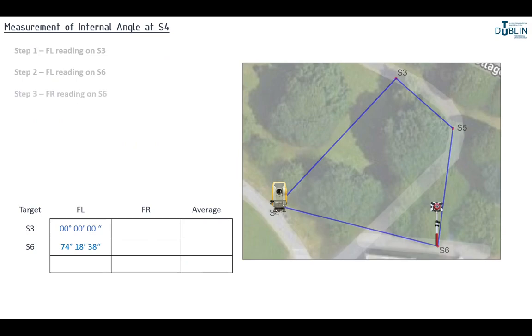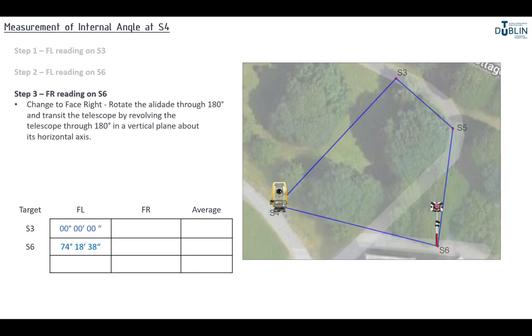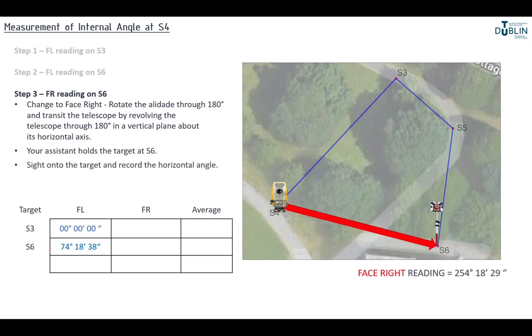So step 3 is going to be taking the face right readings onto station 6. We're going to change the total station into face right mode by rotating the instrument and the telescope. Your assistant will then hold the target on station 6 as shown here, sight onto the target and record the horizontal angle. And then you're going to book it in the position shown here.